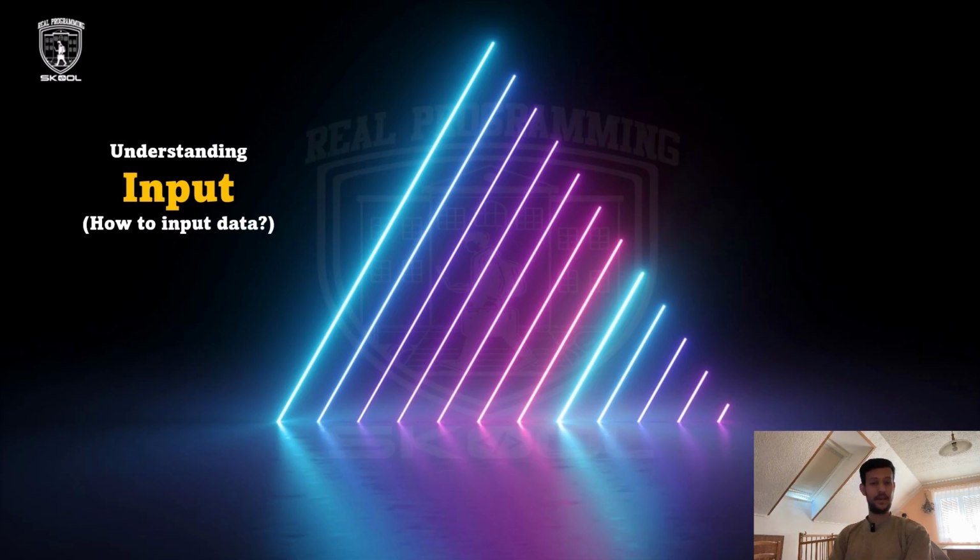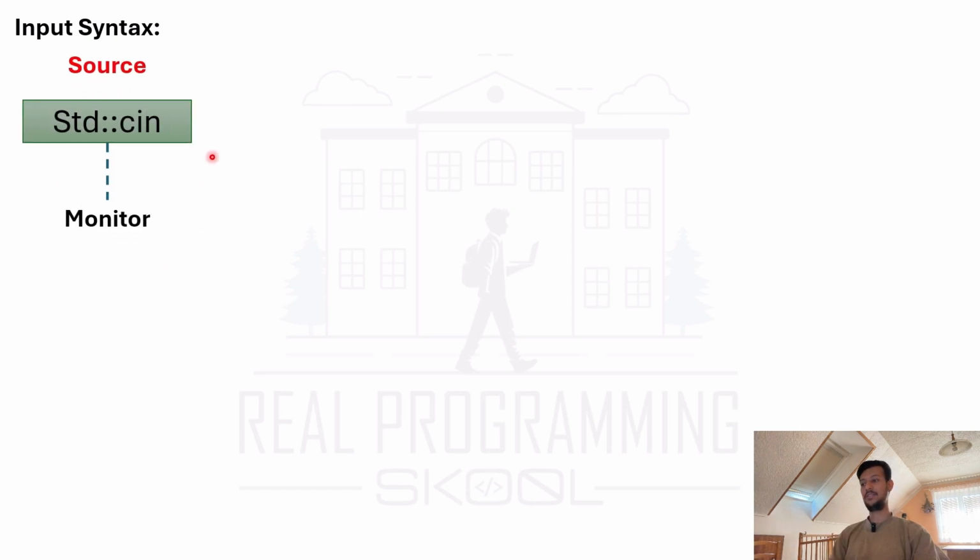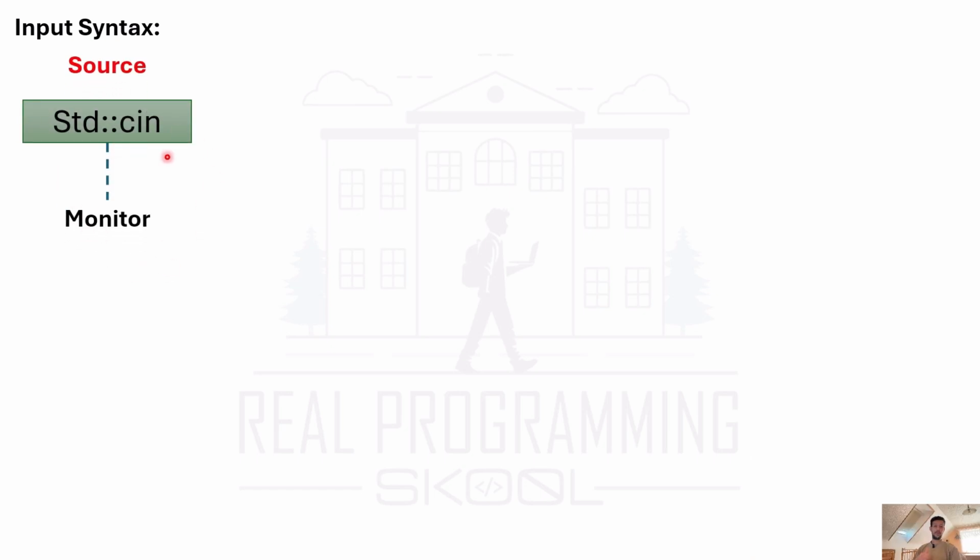Let's go see the syntax, the input syntax. All right, we have here the input syntax. First thing, we have the source std::cin. Before we had std::cout. Cout stands for console output or character output, and cin stands for character input.